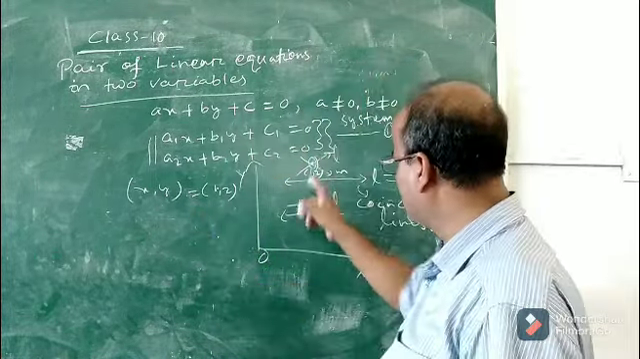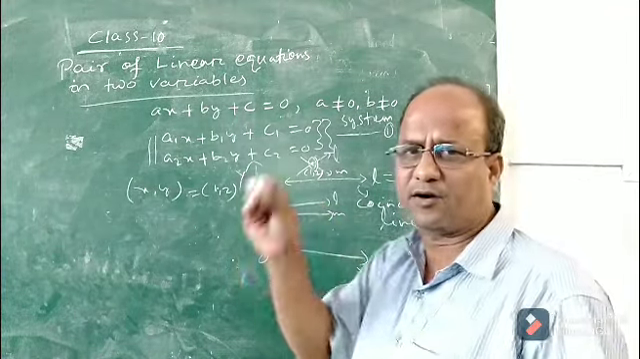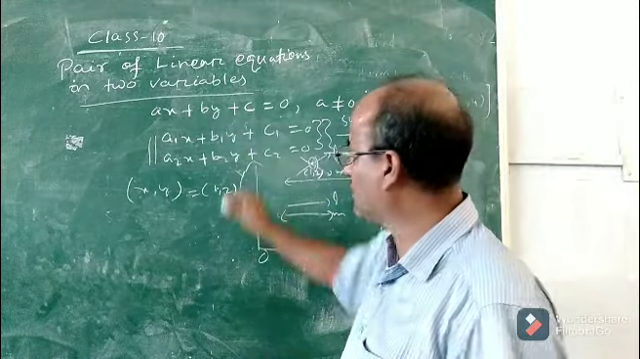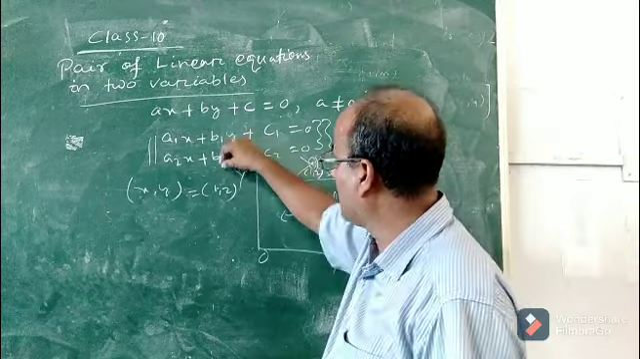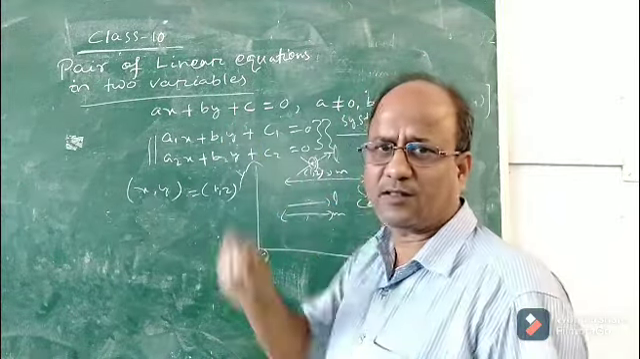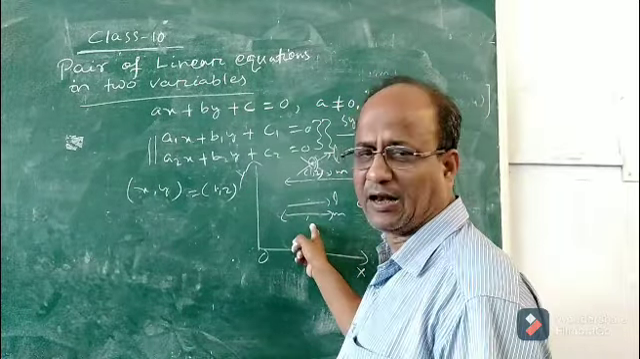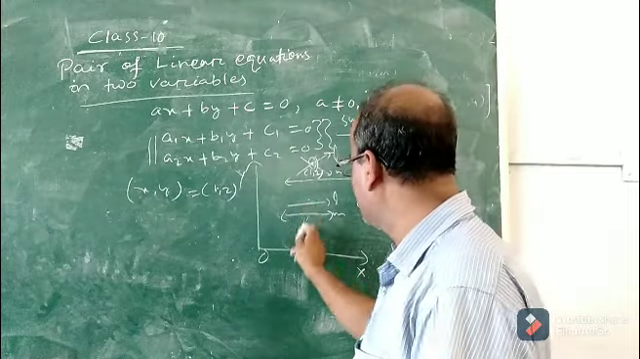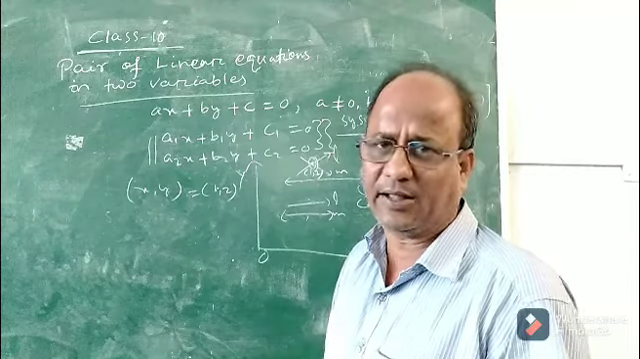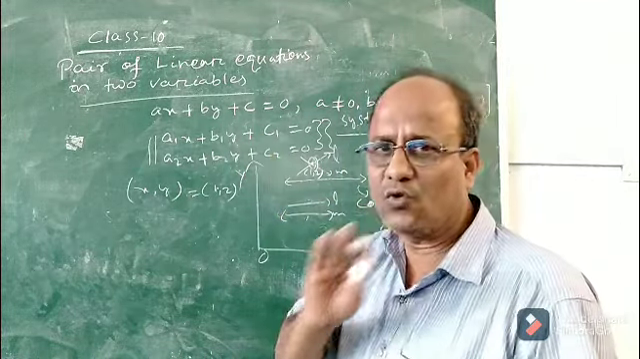Okay. Now, let us consider the second case. Suppose after drawing the graph you found that the graphs of these two equations in two variables are two straight lines and they are parallel. So what will be the conclusion? If they are parallel, these two lines will never intersect. Parallel means they will never intersect anywhere in the plane. So that means the system or the pair has no solution.